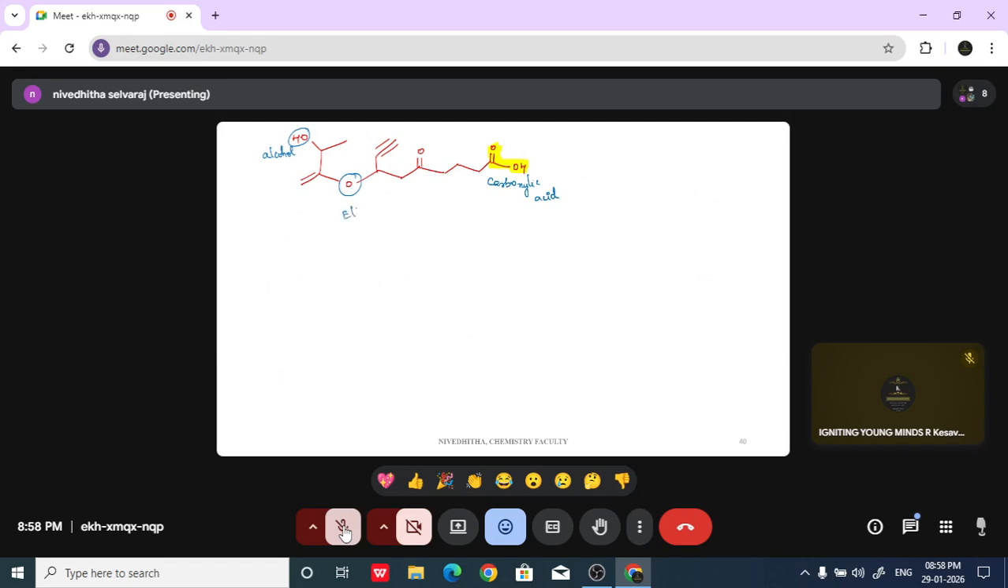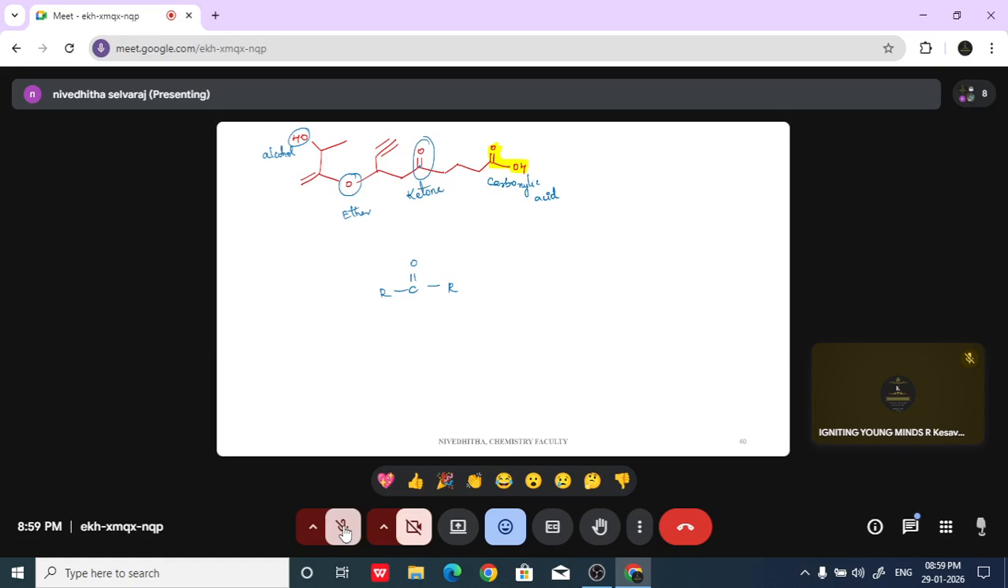Next. This is C double bond O. So this carbon is attached with oxygen through a double bond. Left side we have some R group. Right side we have some R group. C double bond O with R groups on both sides. Very good, it is ketone. That's it. So here we got 4 different functional groups.